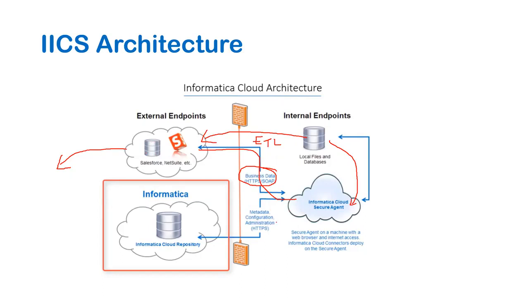But we need to provide the information: at 8 a.m. or 7 a.m. in the morning, on a daily basis, go and take the data from here, do this transformation logic, and load it into AWS. Where will this information be stored? It will be stored in the Informatica cloud repository. That's the hosted secured agent. This is our on-premises one. See here, the secured agent on a machine with a web browser and internet access. Informatica cloud connectors are deployed on the secured agent.